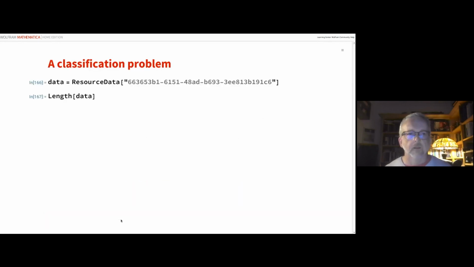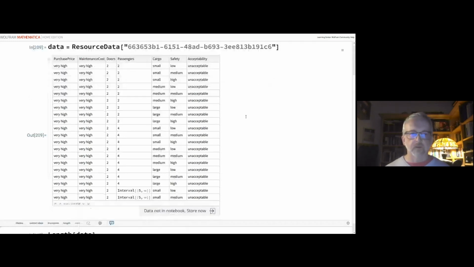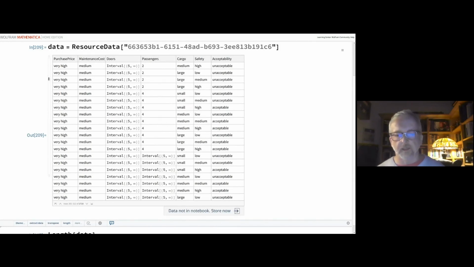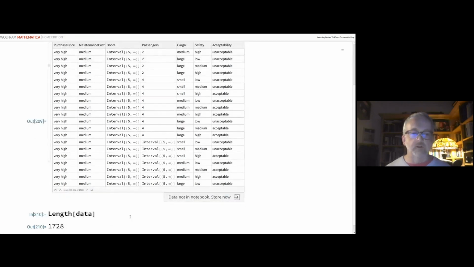Okay, let's put this all together and demonstrate DBNets working in practice. So let's pull down some data set from the Wolfram data repository. Basically, this is a data set describing features of cars. And the aim is to predict the 4 labels in this final column, which is one of unacceptable, acceptable, good, and very good. That defines whether the car is worth purchasing. So this is a multi-class classification problem. I chose a small one just so I can demo it in real time.